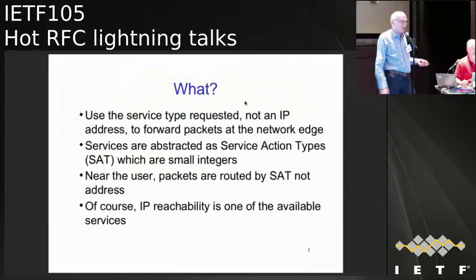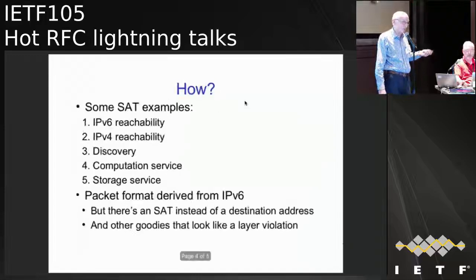So what? Use the service type request and non-IP address to forward packets at the network edge. We're not talking about the core of the network. Abstract a service as something called a service action type, which is a small integer, indicating that service is a very generic idea. Near the user, the packets are routed by the service action type and not by the address. And of course, before you ask the obvious question, IP reachability is one of the available services, which is how it turns out to work backwards.